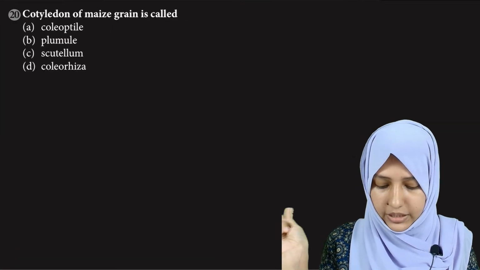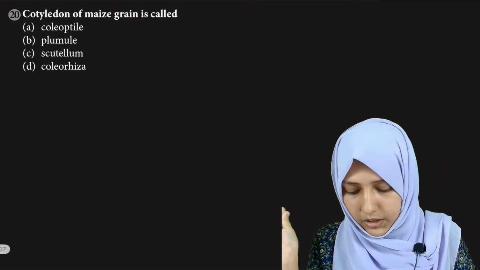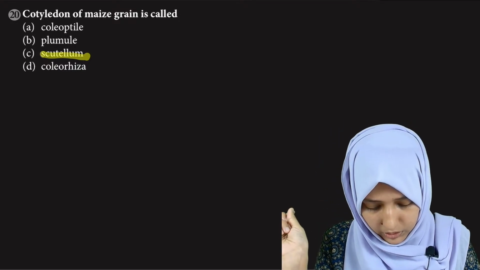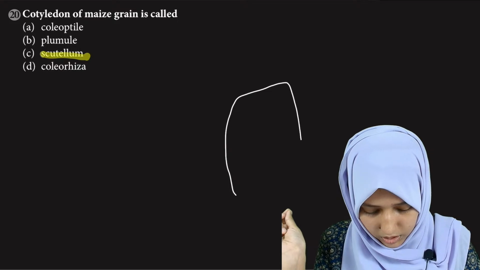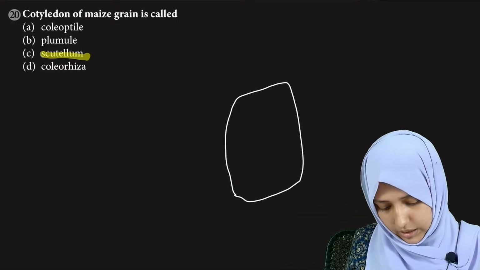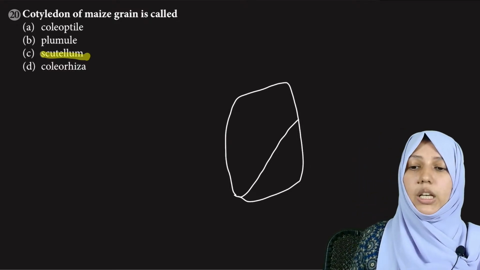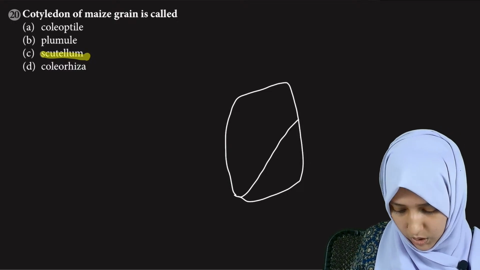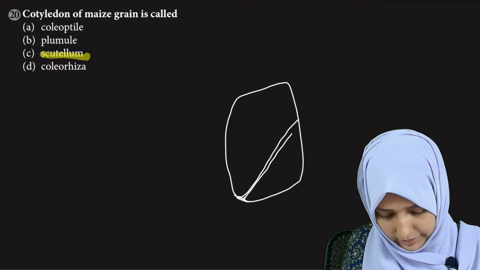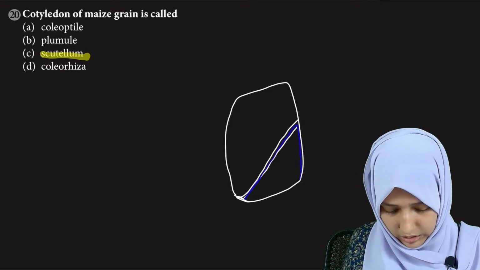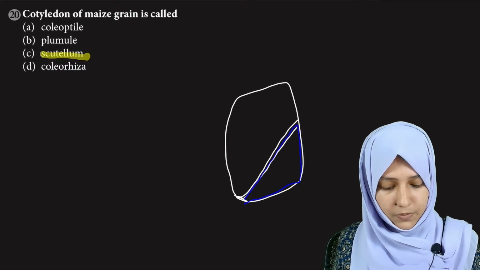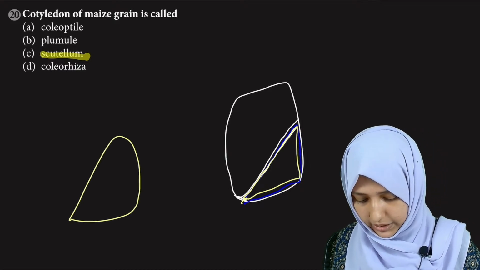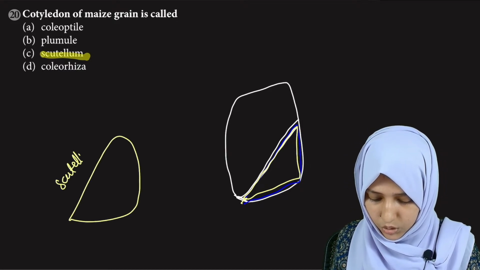Now cotyledon of maize. The cotyledon of maize grain is called scutellum. What is the specialty of this cotyledon? It will be having a comparatively larger endosperm and a smaller embryo, and this embryo will be having a shield shaped cotyledon. This cotyledon is known as scutellum.